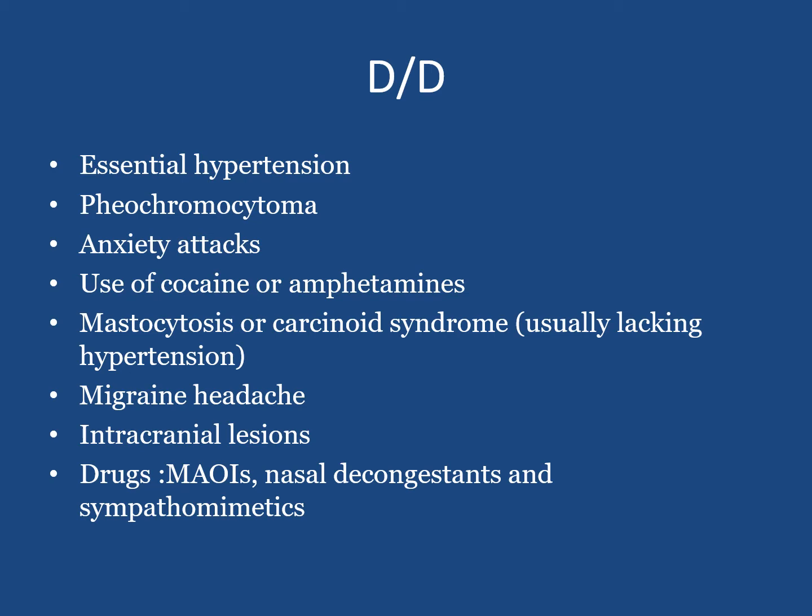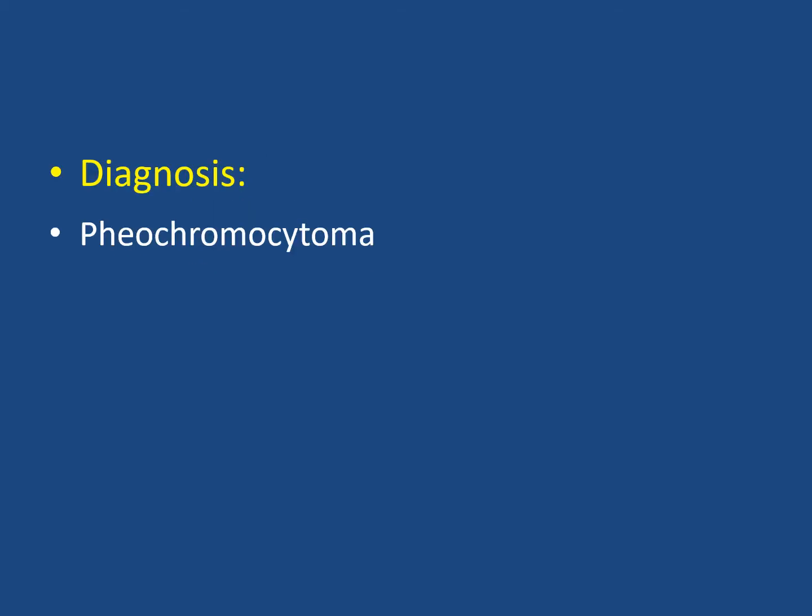So it is essential hypertension, pheochromocytoma, anxiety attacks, use of cocaine or amphetamines, mastocytosis or carcinoid syndrome. Usually in this case, hypertension is lacking, the patient is not hypertensive, as usually with the carcinoid. Then migraine headache, intracranial lesions, and many drugs like monoamine oxidase inhibitors, nasal decongestants, and sympathomimetics can have a similar presentation. Today we will discuss pheochromocytoma.